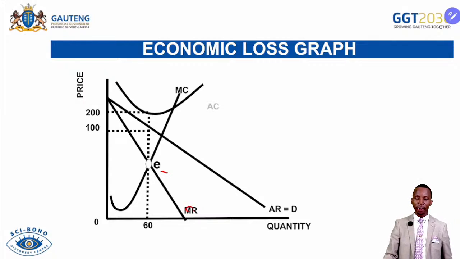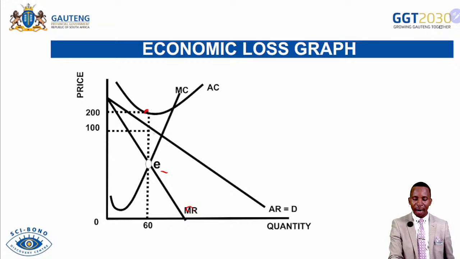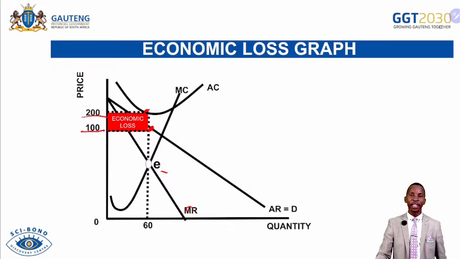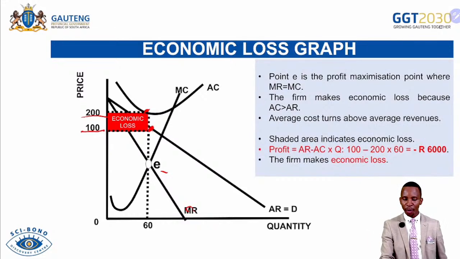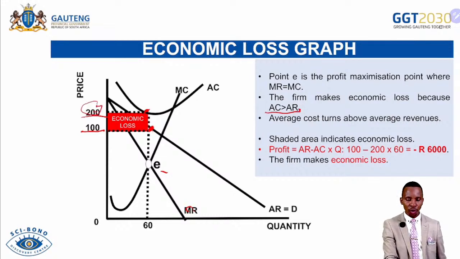Then we can see the firm is making economic loss because our AC is above AR. Look at AR, it is here. Then AC is above. That means revenues are equal to 100, costs are equal to 200. Then the firm is making economic loss. As a result, that is the shaded area indicating economic loss for the business. And then point E indicates the profit maximization point. And the firm makes economic loss because average costs are more than average revenues. You can see average cost equals 200, average revenues equals 100.